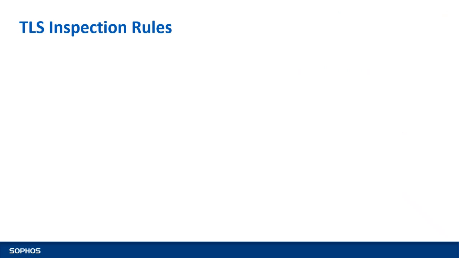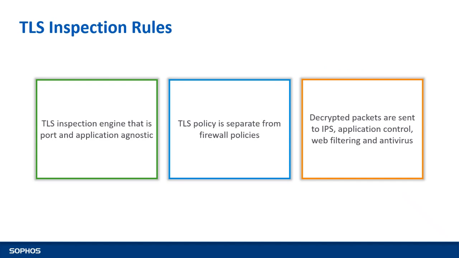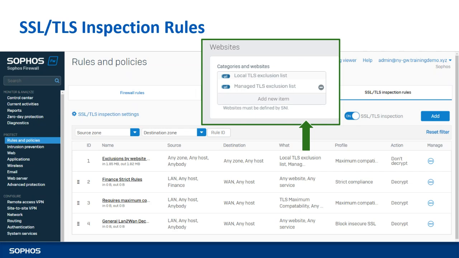The TLS inspection engine is port and, as I mentioned, application independent. It does not know or care about the top-level application being used. The TLS policy for the inspection engine is independent of the firewall rules, allowing you to create and apply policies to traffic without the complexity of having to consider the order and matching of firewall rules. This sends the decrypted traffic to IPS, application control, web control, and antivirus for verification. Here you can see a set of TLS inspection rules. The first one includes different sites.